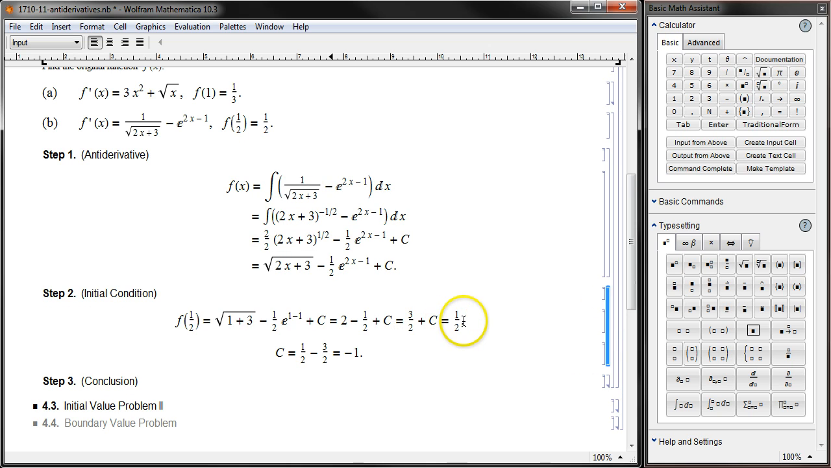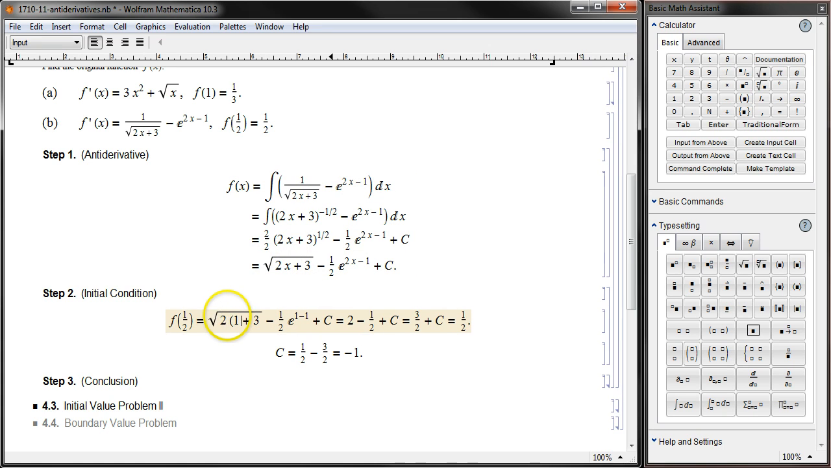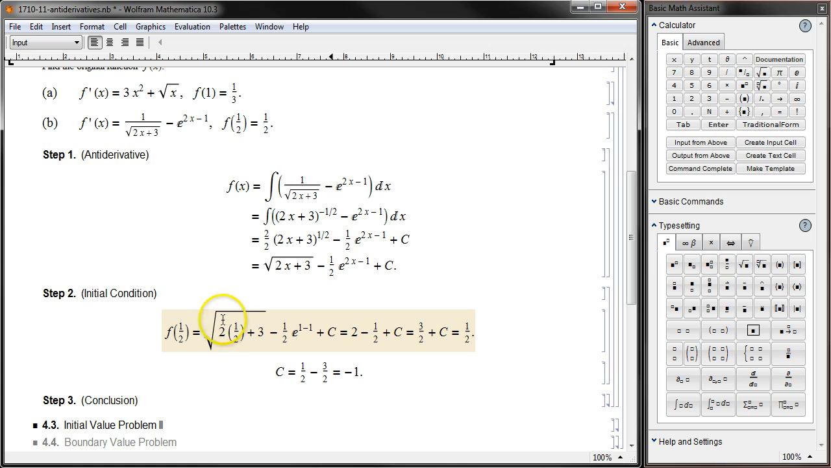Here we go. Plug in x equals 1/2. What happens here? Plug in, so this is 2 times 1/2, 2 times 1/2 plus 3. So this thing is the square root of 4, so it became 2. And how about this one? This one is 2 times 1/2 minus 1, so it becomes e to the 0 power.